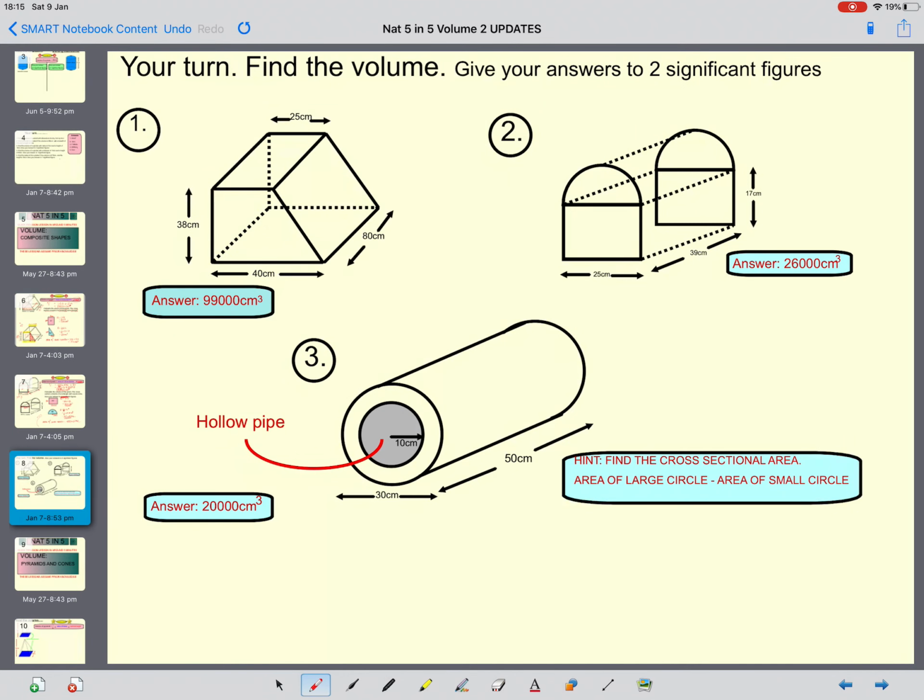Here are some for you to try now at home for homework. I have given you the answers. Number 1 and number 2 are very similar to the examples I have given. Number 3 is a little bit more problem solving. I have given you a little hint here, so please try and work it out. And like I said, I've given you the answers so you can check your work.